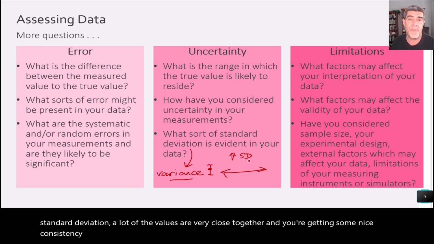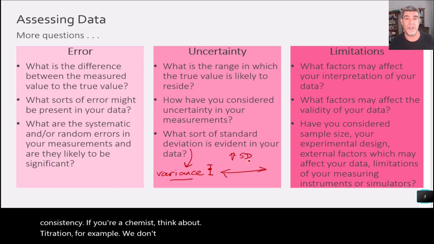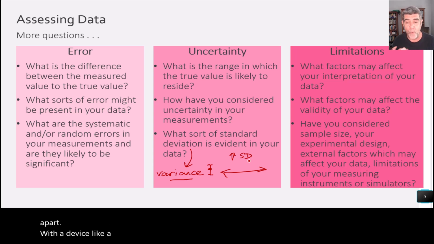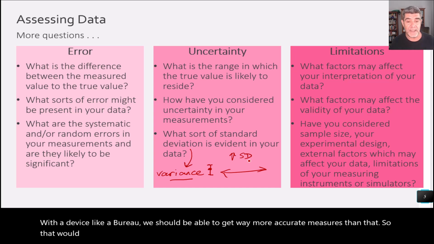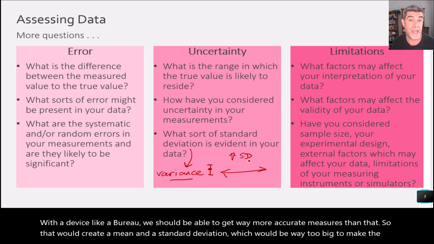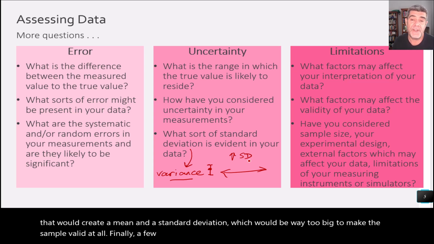If you're a chemist, think about titration, for example. We don't want to do a titration and have ranges of values 1 to 2 mL apart. With a device like a burette, we should be able to get way more accurate measures than that. That would create a mean and a standard deviation which would be way too big to make the sample valid. Finally, a few limitations you might like to think about as well.